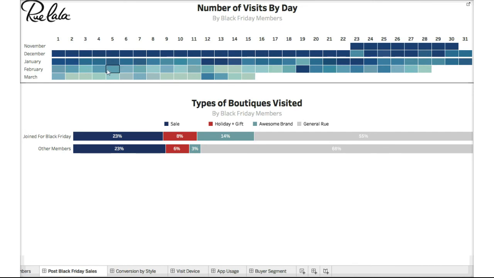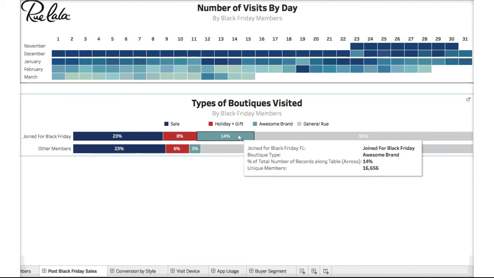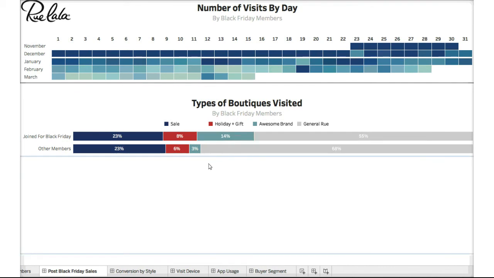They're not coming back. We look at the chart below, we actually are seeing, of this time period, the percentage of the types of boutiques that these folks visited. Now, you recall from the previous visualizations, we saw that Awesome Brand was a big driver on Black Friday itself. And we see overall that brand continues to be an important brand for those that joined around Black Friday, especially compared to our overall member base. You see 14% of all the boutiques visited, all the visits to boutiques were for this brand versus only 3% for those members that joined outside of this Black Friday window.